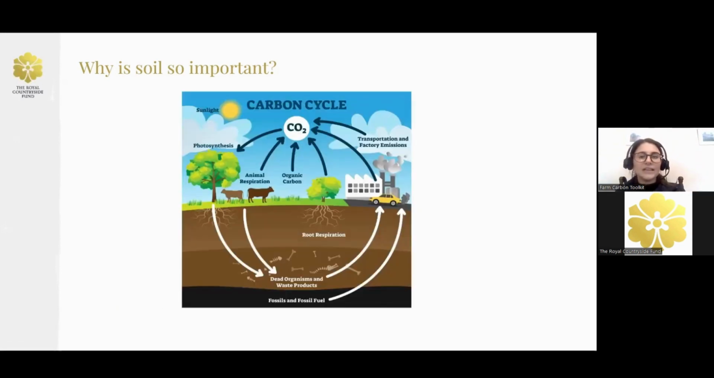So, when we're thinking about why soil is so important, and as a company, obviously, we work with emissions on farm and understanding how soil health fits into all of that, this is a really good image to think about how that all fits together. What we have here is a picture of the carbon cycle.